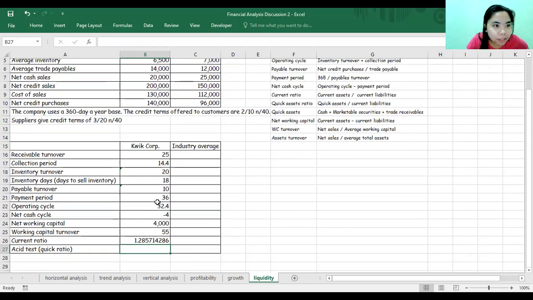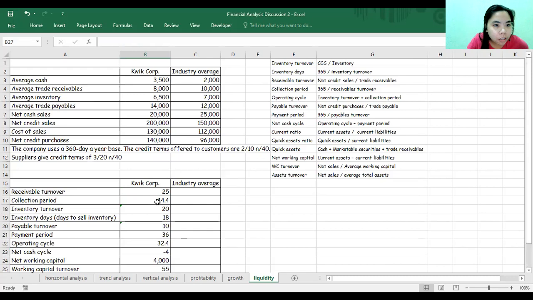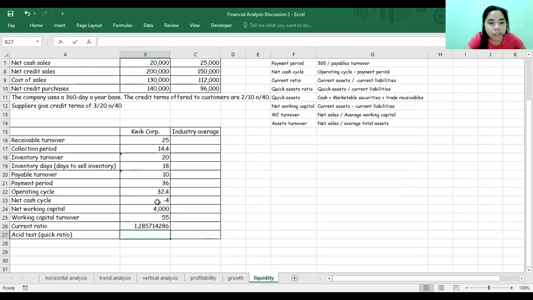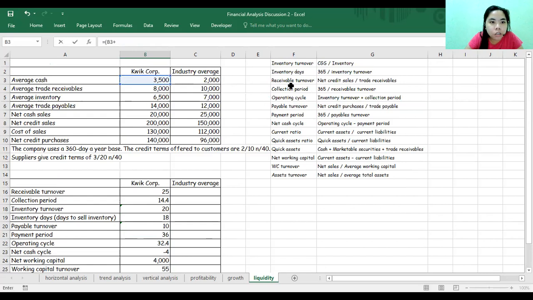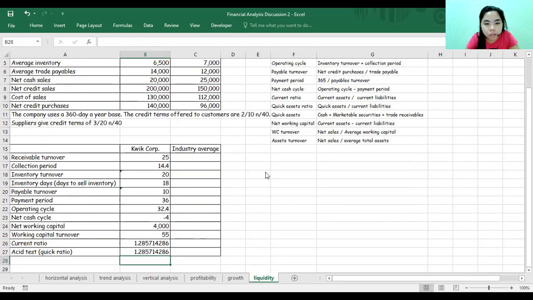For acid test, I think it's only for acid test your quick assets, it's your cash plus your trade receivables. Yes, it's still the same. Current. Oops, not. I'm not converting inventories. Okay. So your acid test or quick ratio is 82.